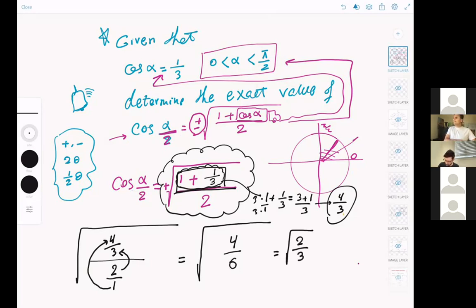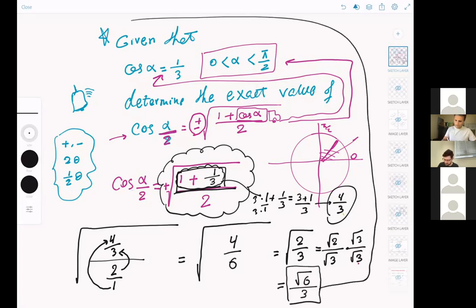Should I leave it like this? Elizabeth said no. This is the same as radical 2 over radical 3. I rationalize the denominator. I multiply by radical 3, equal to radical 6 over 3. So this is the final answer for this one.